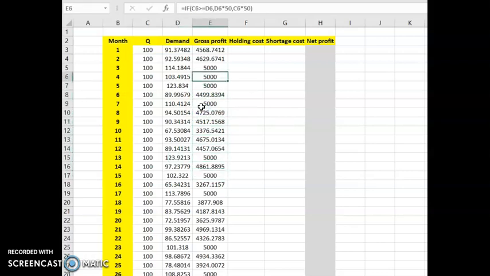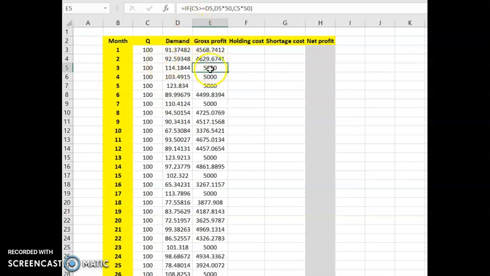These are the cases where demand is greater than Q. Since demand is greater than Q, demand is not the determining factor in gross income. Q is the determining factor. And since Q is 100 times 50, 5,000 would be the fixed gross income that we have here. So if we check those rows with this fixed 5,000 gross profit, in all of them, demand is greater than Q.